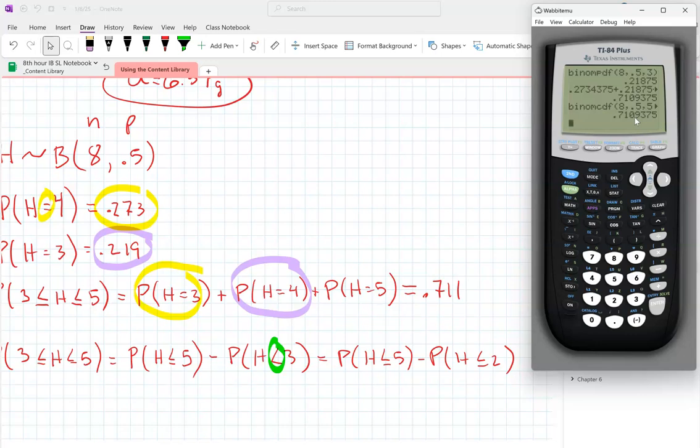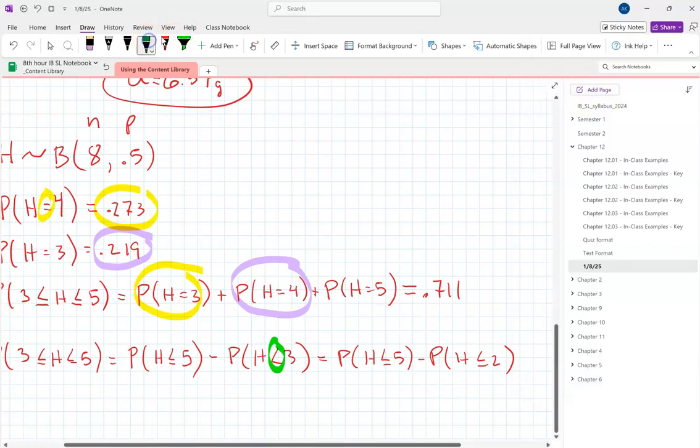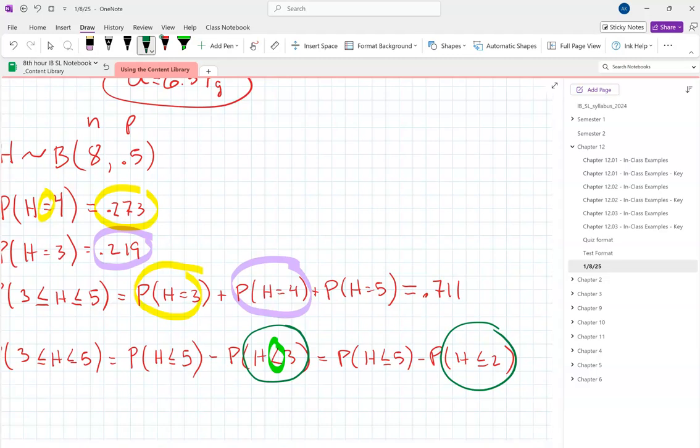Does it matter which way you do it? No, it does not. Just presenting you both ways so you can see that. What's the catch with doing it as a CDF? Yeah, and really the hardest part is remembering that less than and less than or equal to are not the same for a binomial distribution.